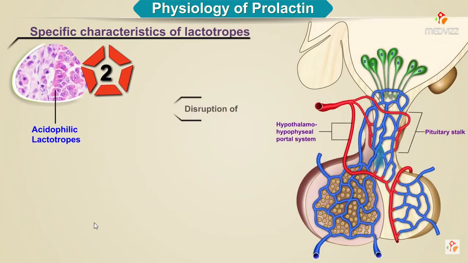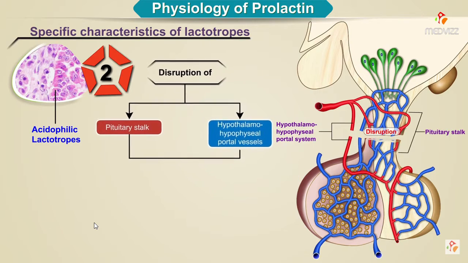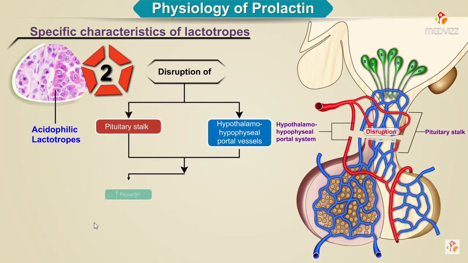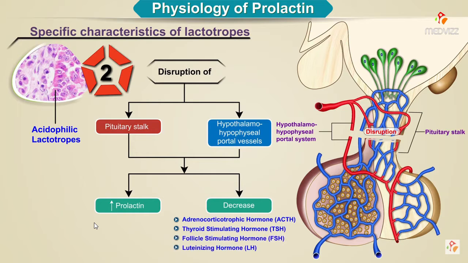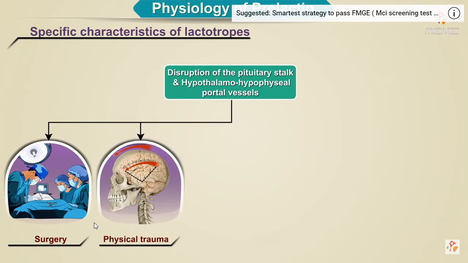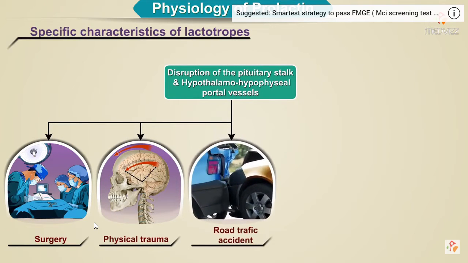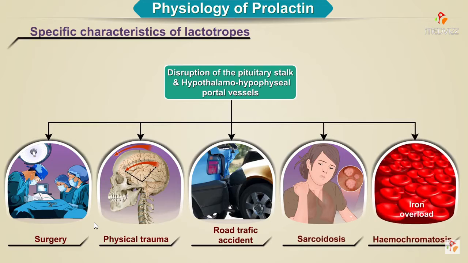Thus, disruption of the pituitary stalk and the hypothalamo-hypophyseal portal vessels can result in an increase in prolactin levels, but also cause a decrease in adrenocorticotropic hormone levels, along with a decrease in thyroid stimulating hormone, follicle stimulating hormone, luteinizing hormone, and growth hormone. This can occur due to surgery or physical trauma, road traffic accidents, or certain infiltrative diseases like sarcoidosis, hemochromatosis, and so on.